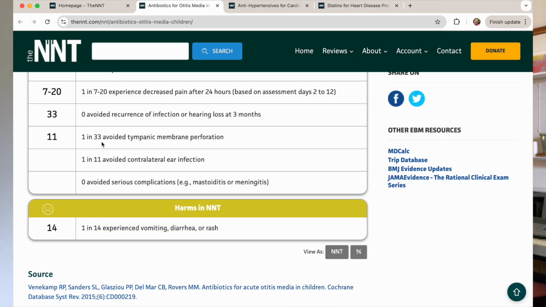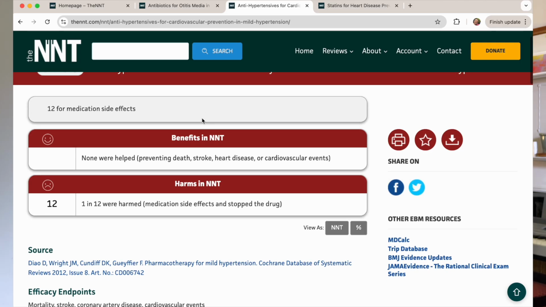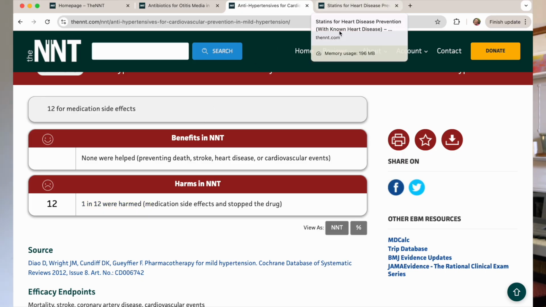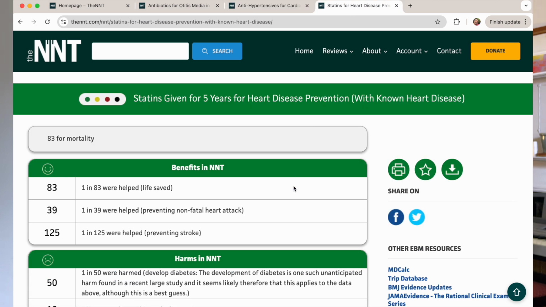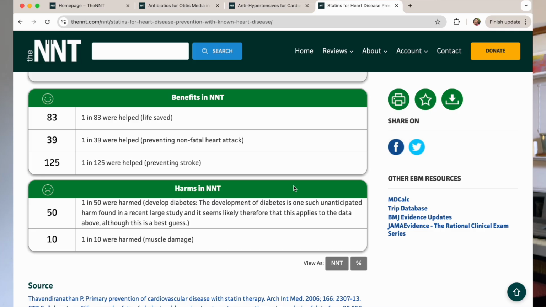In terms of mild hypertension in adults, a risk factor for future cardiovascular disease, well, for mild hypertension, there's probably no benefit in an antihypertensive, but potentially up to 1 in 12 people might develop a side effect or have dizziness. And in terms of statins for adults who have cardiovascular disease, there's a very strong evidence base there. And we can see that depending on the overall cardiovascular risk, 1 in 83 would get a mortality benefit and 1 in 39 would have a MI prevented. So that's very good.